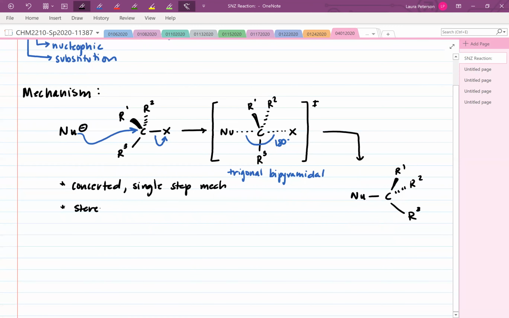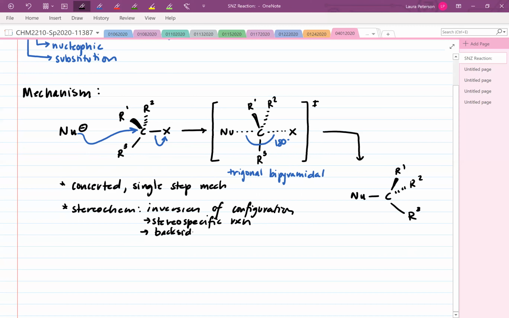For the stereochemistry, we see what is called inversion of configuration. This is a stereospecific reaction, and we'll see how that plays out a little later in class today when we look at some more specific examples. The last thing I wanted to mention was the words that I used: the nucleophile attacks the carbon through something called backside attack.